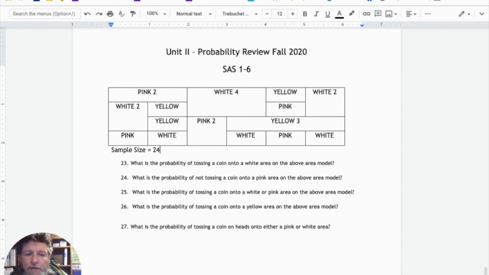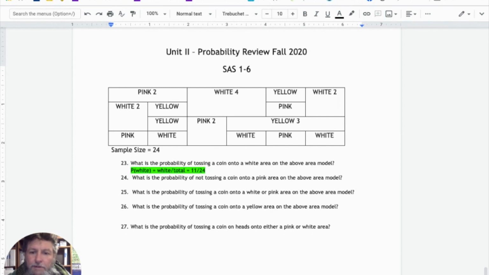So whatever the probability is, we just need to define the sample size as the denominator. So the probability of tossing a coin into white is however many white there are, white over total. Okay? So we know the total is 24. We just need to count the white. 2, 3, 7, 8, 9, 10, 11. So 11 out of 24. There's your probability. Okay? Really simple stuff here, folks. Not making this rocket science.